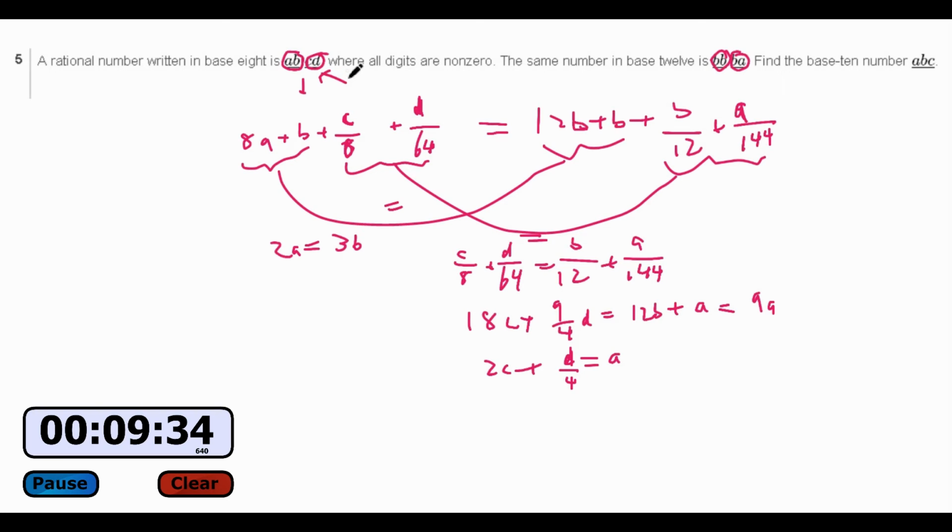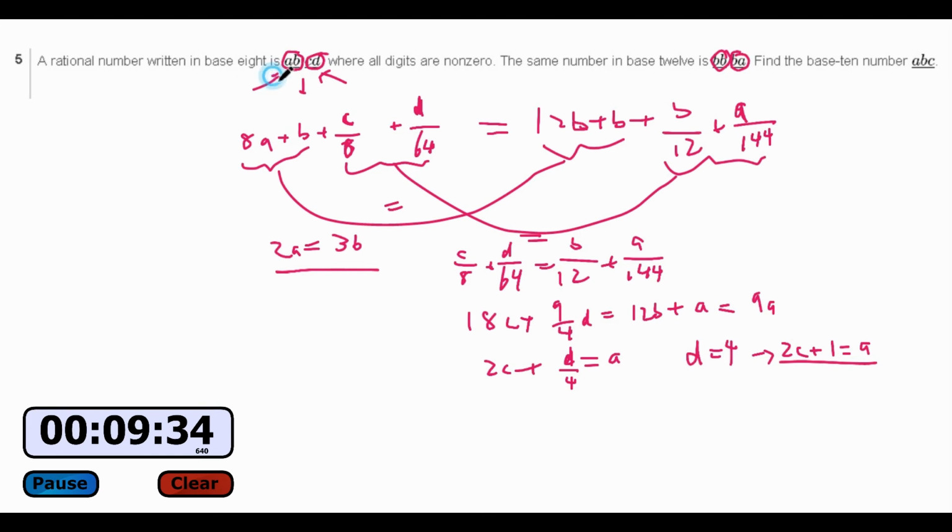The only way for d over 4 to be an integer, satisfying that restriction, is d equals 4. So now we have that 2c plus 1 is equal to a. So now from back here, we know that a is a multiple of 3, and from here we know that a is odd. So a is an odd multiple of 3.